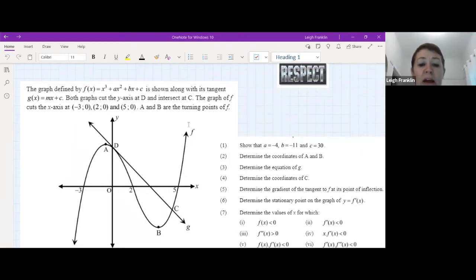The second thing is that we know that a, b and c are coefficients or a constant term in our graph of f of x. The only thing that they've given us is -3, 2, and 5.